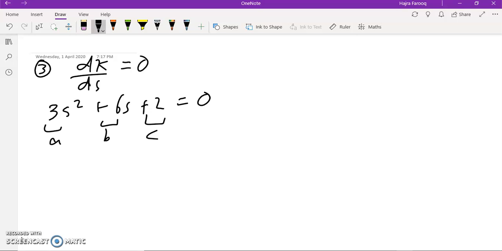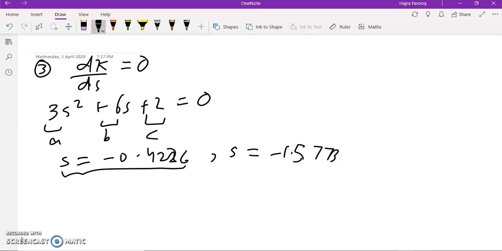Your resultant values for s will be calculated as negative 0.4226, and the other will be s equals minus 1.5773. These are the values that you are going to get. Since we have calculated our centroid and it is -1, our breakaway point should be between 0 and 1. So this will be our value that we have to consider afterwards.